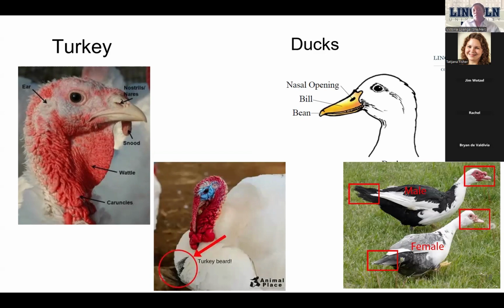For the duck, they also have similar external features, but its unique characteristic would be the bill that it has, and the bill is flatter than the beak of the chicken. They also have the bean, which is that protrusion on the upper bill. They have the webbed toes, which help with swimming. And if you're trying to distinguish the males from the females, the males have these curly feathers, which are known as the sex feathers, whereas the females don't have that.